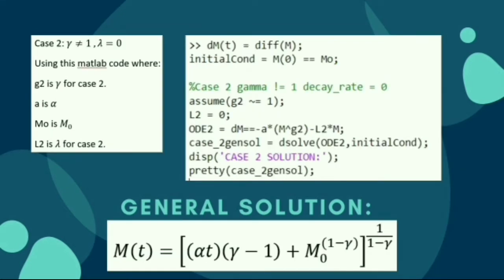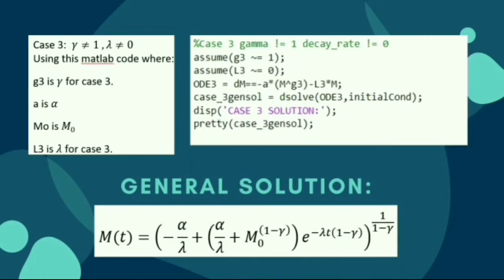Case 2: gamma is not equal to 1 and lambda is equal to 0. We use this MATLAB code. We get the following general solution to case 2. Case 3: gamma is not equal to 1 and lambda is not equal to 0. We use this MATLAB code. We get the following general solution to case 3.